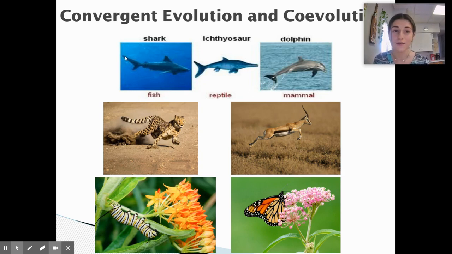But as you can see, they have very similar characteristics, as you can see by the tail and the fins, and the little fin here. They have very similar characteristics because they live in a similar habitat, because they all live in the water. So that's why they have similar characteristics, even though they're completely different animals. One's a fish, one's a reptile, and one's a mammal.